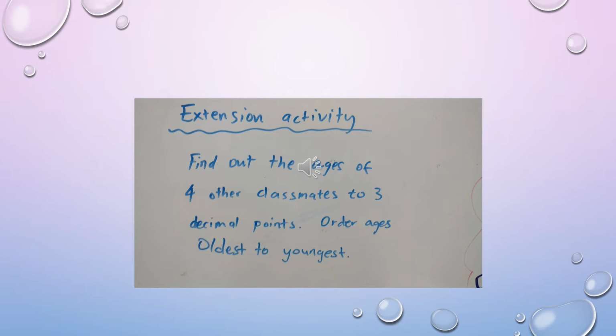To cater for inclusion, I had a mini workshop on the floor where I gave students who were struggling extra assistance as we did the problems together. For the early finishers, they had an extension activity where they had to find out the ages of 4 other classmates to 3 decimal points, and then order these ages oldest to youngest.